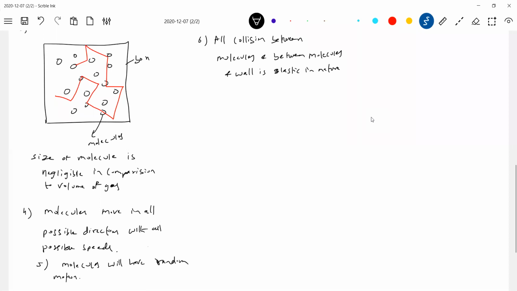All collisions between molecules and the wall are elastic in nature. So why will it move in random motion? As it is moving, it will collide elastically. So it will change its path. It will collide with the wall elastically. So like that, what is the state of this molecule? It will be moving randomly. And all molecules will move in all possible directions with all possible speeds. So what is the speed of molecules? It will range from 0 to infinity.